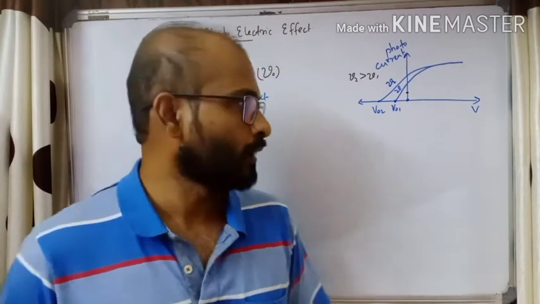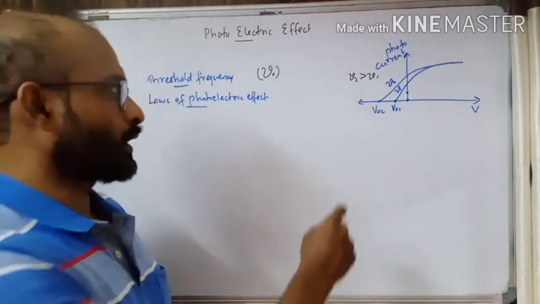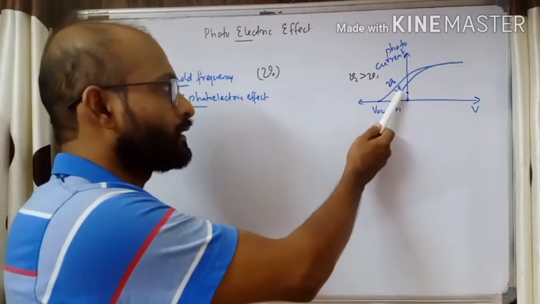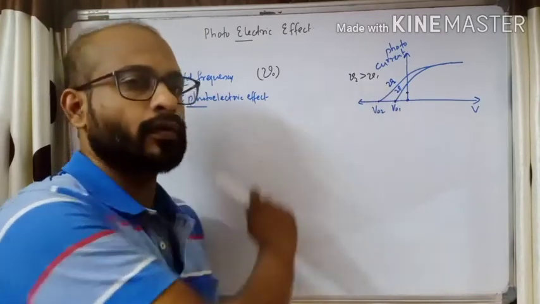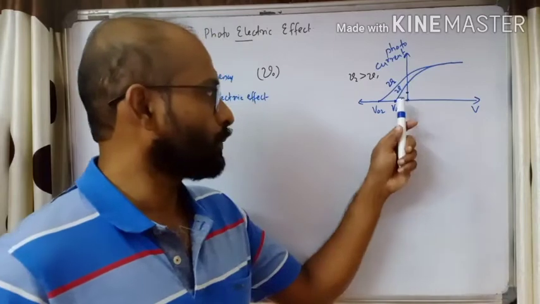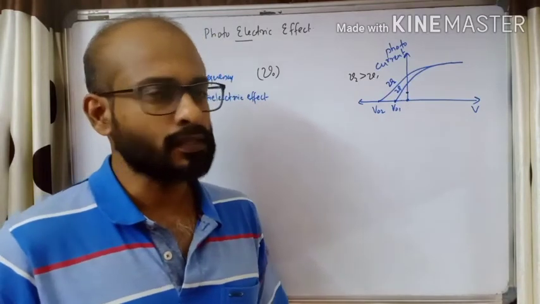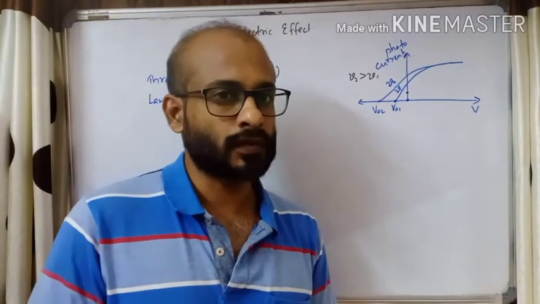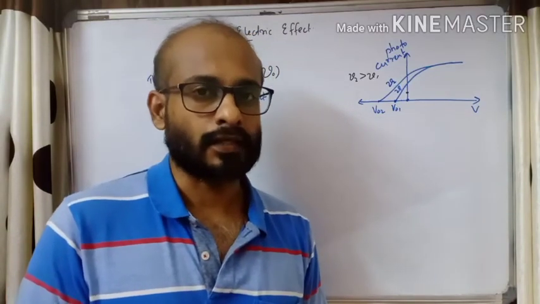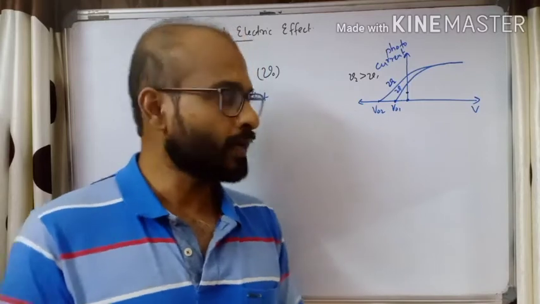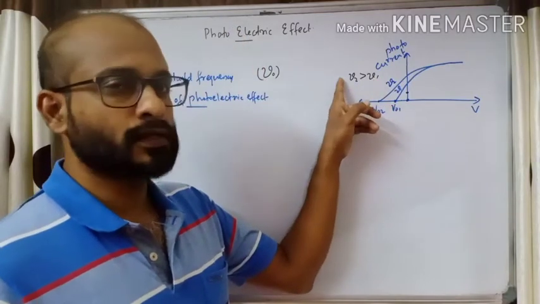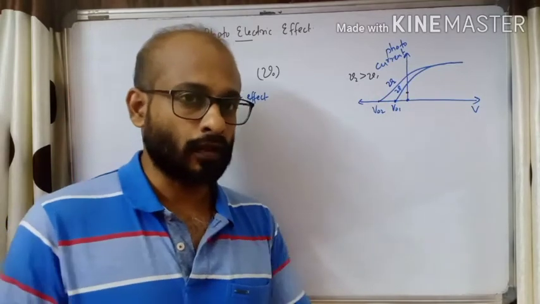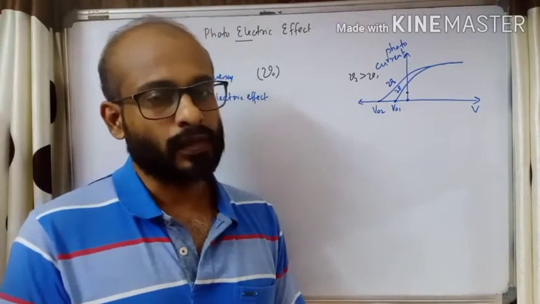Now what about the third one? The third one is related to the kinetic energy of the electrons emitted. Kinetic energy of the electrons emitted increases with the frequency of incident radiation. That's why we need to apply more potential. Kinetic energy increases with increase in frequency of incident radiation, but it is independent of the intensity of incident light. Whatever may be the intensity of incident light, if you increase the frequency of incident light, the kinetic energy of the electrons emitted also increases.